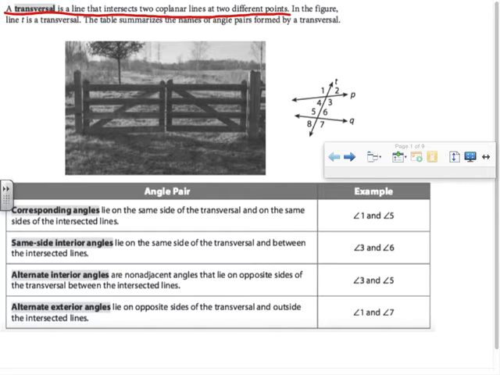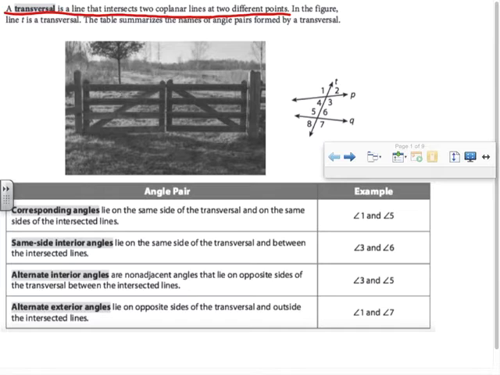Notice that corresponding angles are on the same side of the transversal T and on the same sides of the intersected lines. Notice, for example, that angle 1 is above line P and that angle 5 is above line Q. That's what they mean by on the same sides of the intersected lines. Same side interior angles, the name tells you everything. They're on the same side of the transversal, so they're on the same side of T, and they're inside the intersected lines, so that's why angles 3 and 6 are an example of same side interior angles.